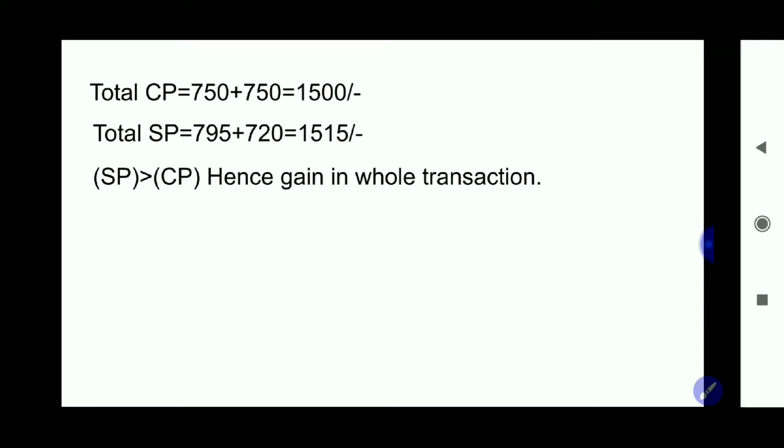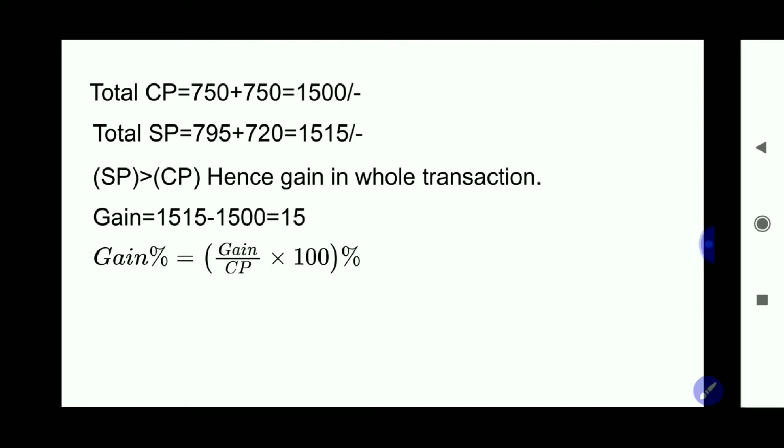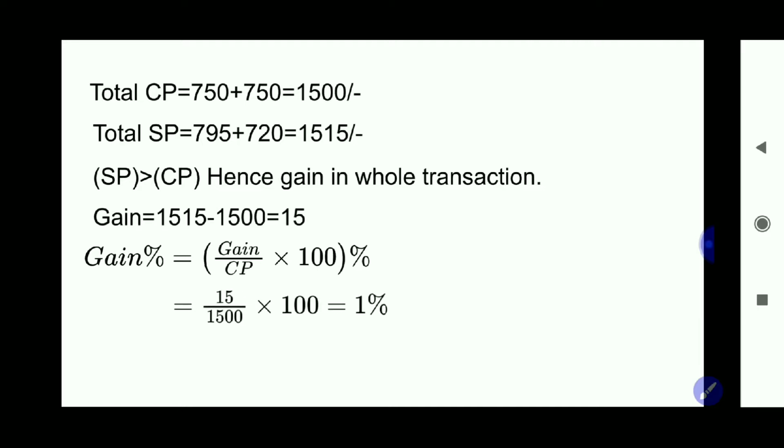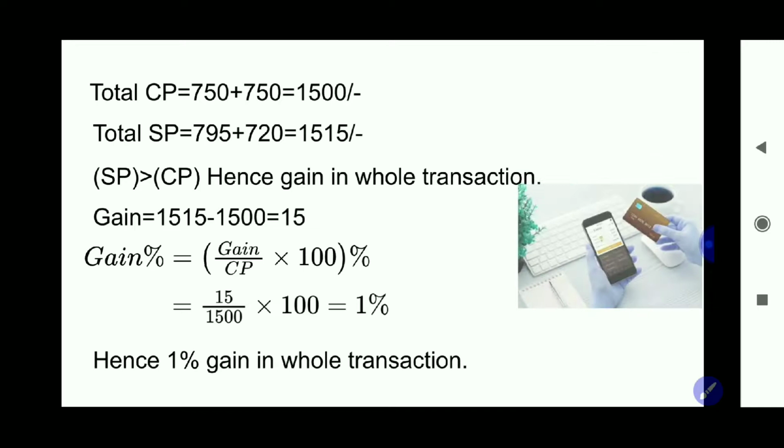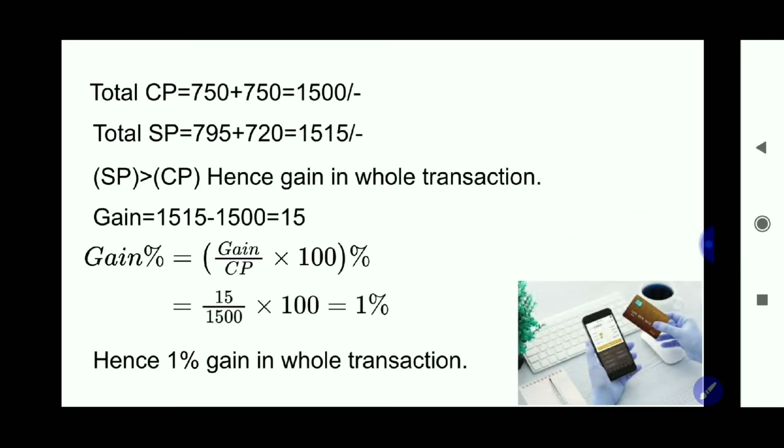Now, SP is greater than CP, hence gain. Gain is equal to 1515 minus 1500, that is 15 rupees. So gain percentage is gain by CP into 100, that is 1%. Hence 1% gain in whole transaction.